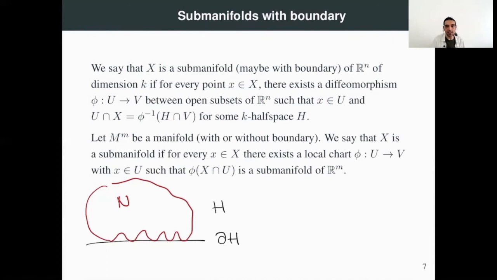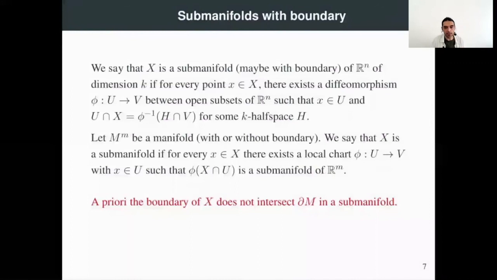So we have that intersections of our submanifolds with the boundary of the ambient space can be very bad. Okay, it's what is written there. A priori, the boundary of X, the submanifold, does not intersect the boundary of the ambient space in a submanifold. Okay, something that we can do is provide a new definition of submanifold, which is going to be a submanifold plus something else, so that these intersections are actually nice.